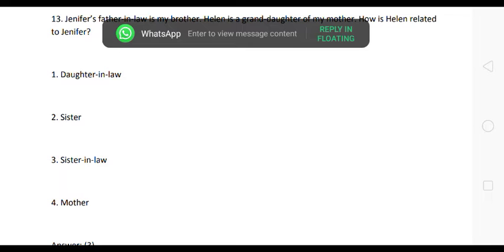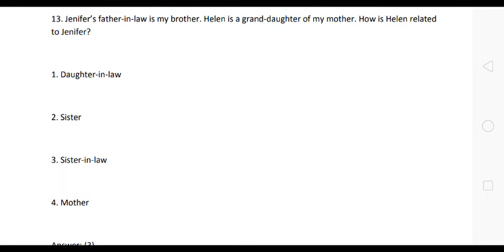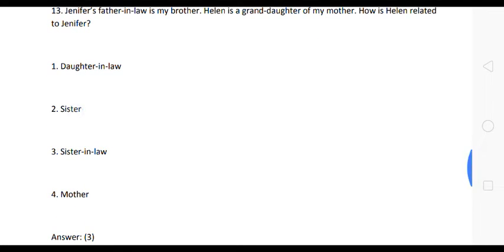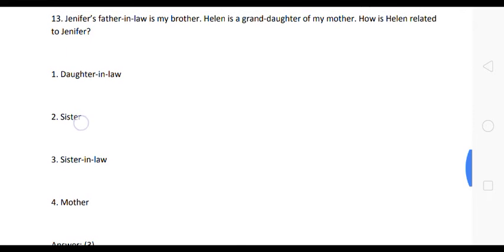The next question is, Jennifer's father-in-law is my brother. Helen is a granddaughter of my mother. How is Helen related to Jennifer? The correct answer is option 3, sister-in-law.